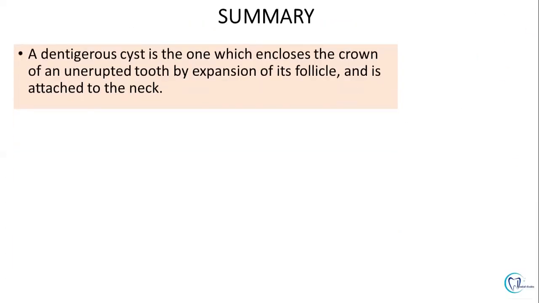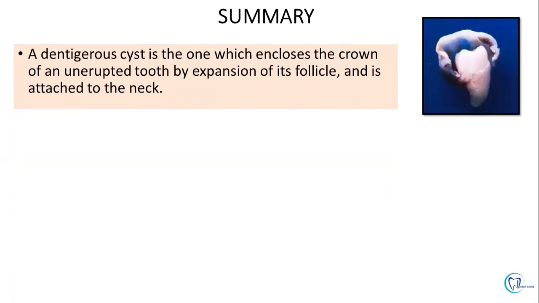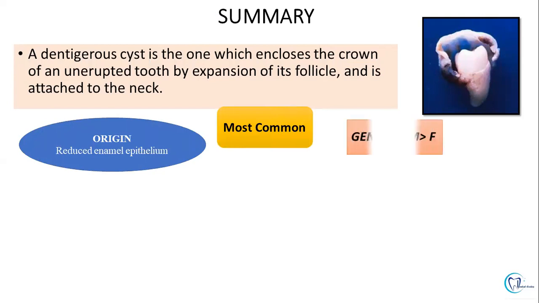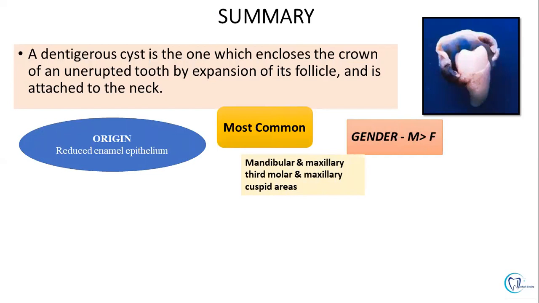So to summarize, a dentigerous cyst is the one which encloses the crown of an unerupted tooth. Important point that it is always associated with an impacted tooth, and the lining is attached to the neck, that is at the cemento-enamel junction. When we talk about its histogenetic origin, it is reduced enamel epithelium. It is the most common odontogenic cyst of developmental origin. Males are more commonly affected. The most common site is the mandibular and maxillary third molar area, followed by the canine region. Most cases are seen in the second decade.